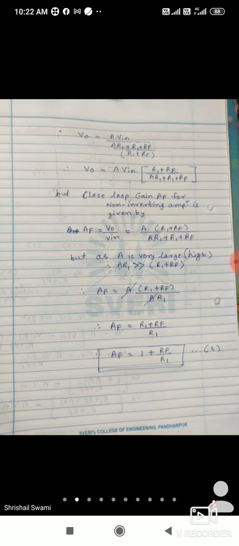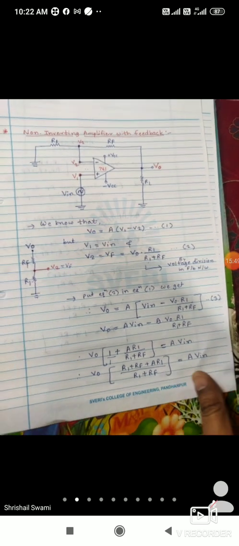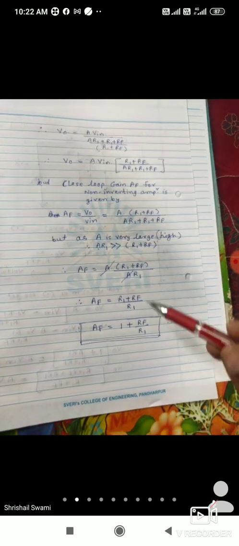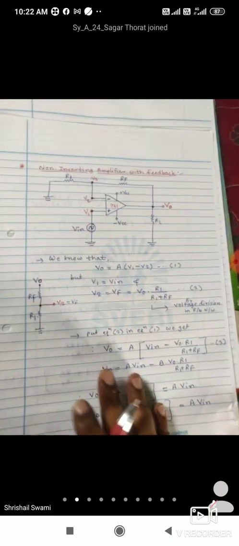Okay, so just wait. Same derivation. This is the lengthy derivation. How many steps are there? See, almost 2 pages are required. So if we use the virtual ground concept, see what happens.